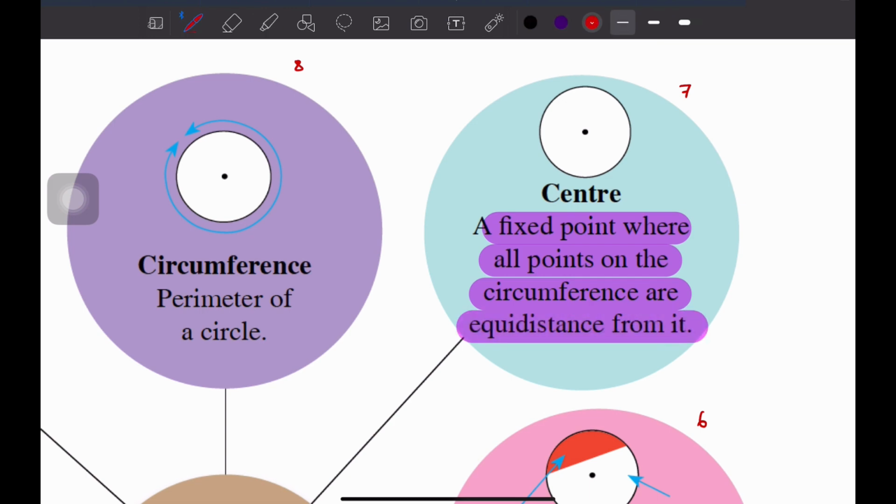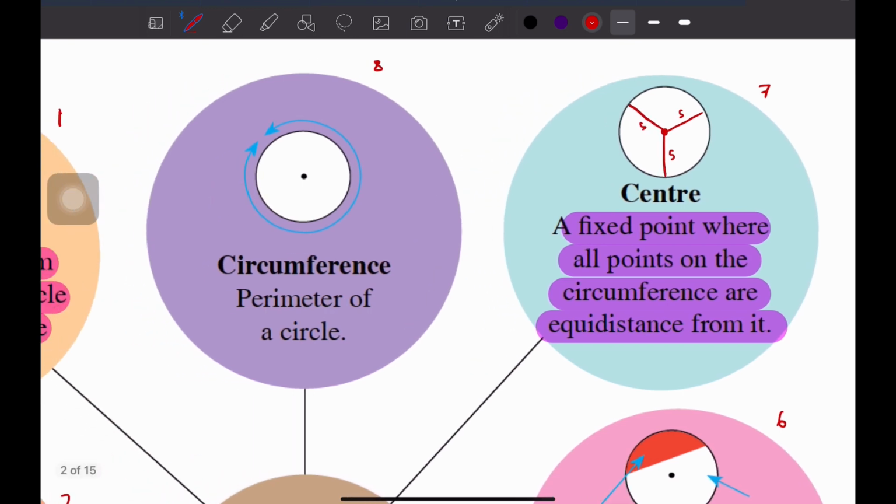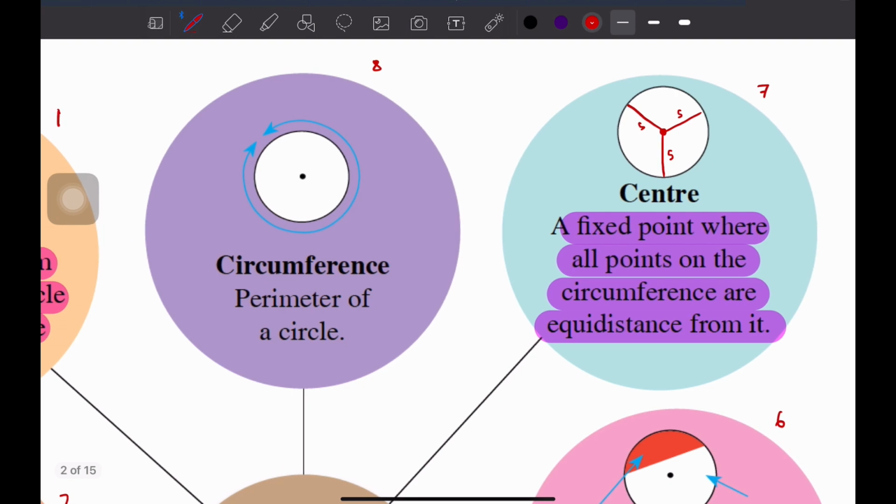So the middle part is what we call center, where when we connect any point from the center to the circumference, it will be equidistant. For example, this is 5 centimeter, this one also 5, and this one also 5. Next, let's look at circumference. Circumference is actually the perimeter of a circle. Measure the outside, that is what we call circumference.